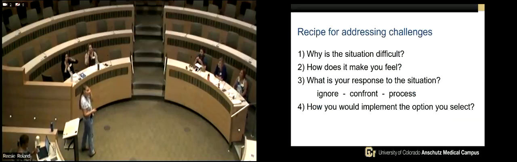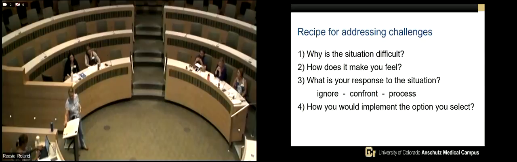Okay, so this is what we have also thought about in getting around to that ignore, confront, or process decision, which is to be transparent with ourselves as faculty about what's going on, because a lot of times we can jump right to the solution, and it's helpful for us to identify what we're bringing to the issue as well. So this is a suggested structure that we've been using. First, why is this situation difficult? What is it about the team, the environment, the task? Why really is this conflict or challenge happening?